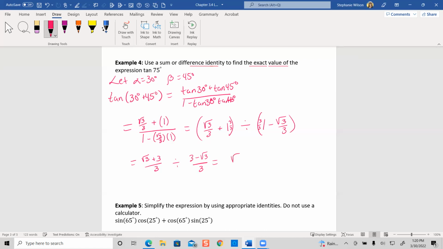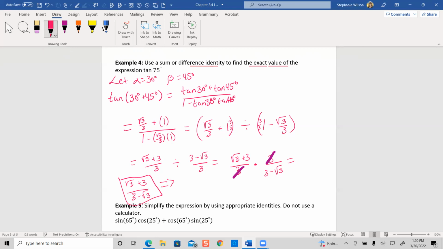And now I'm going to keep the first term because we're dividing with fractions, change the operation, and flip the second. So now that I've done that, I noticed that my 3's reduce here. And I'm left with square root of 3 plus 3 over 3 minus square root of 3. Now, if it asks us just for the exact value, then we're going to leave it in this format. It may ask you to simplify it a little bit better.